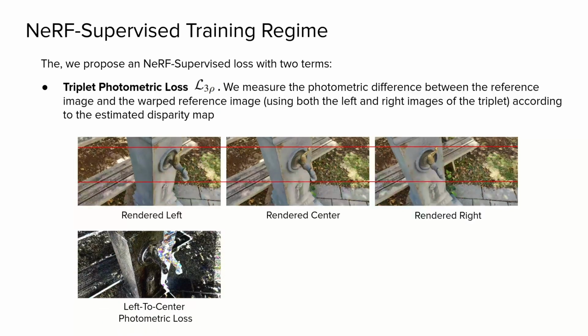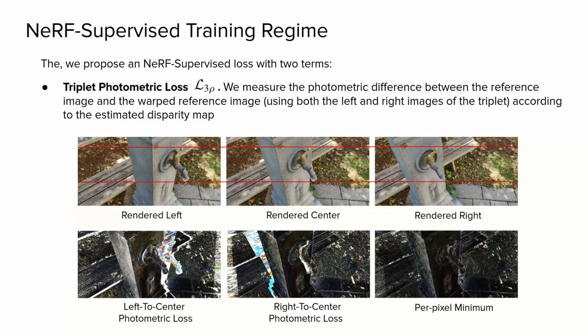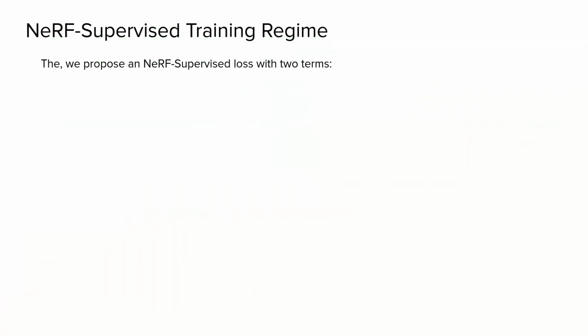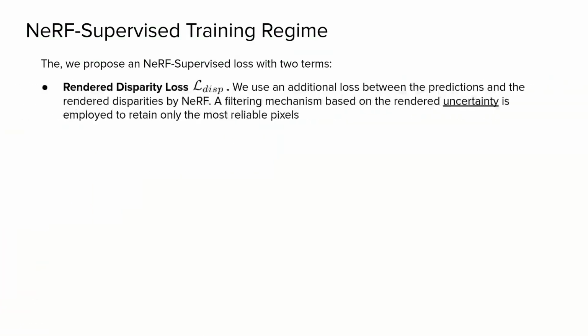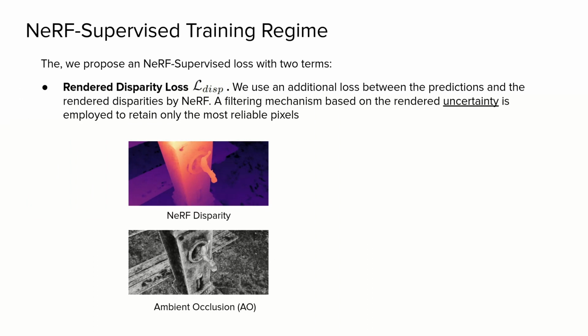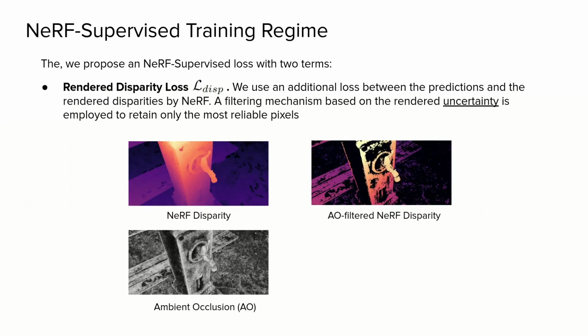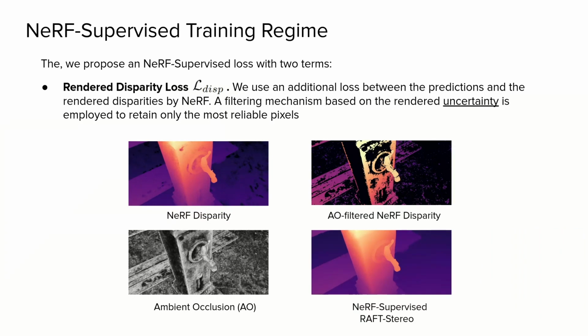To cope with this issue, we compute the final triplet photometric loss, defined as the per pixel minimum between the two pairwise terms. In addition, we incorporate an extra loss term that compares the model's predicted disparities with the rendered disparities generated by NeRF. To ensure the robustness of the training, we employ a filtering mechanism that takes into account the underlying NeRF uncertainty. This mechanism selectively retains the most reliable pixels, discarding those with the higher uncertainty.